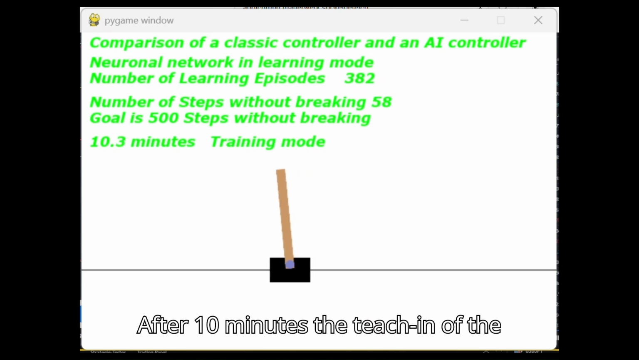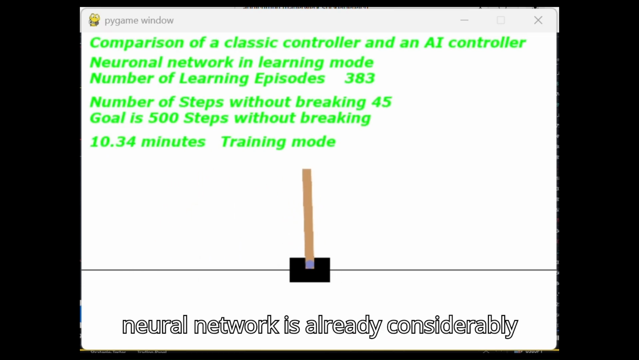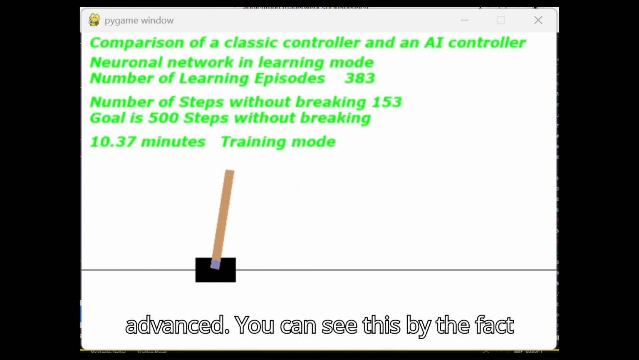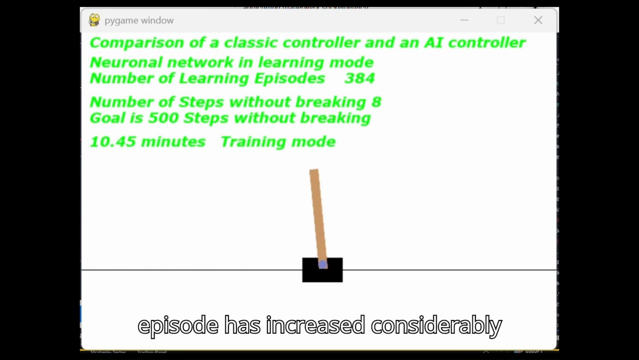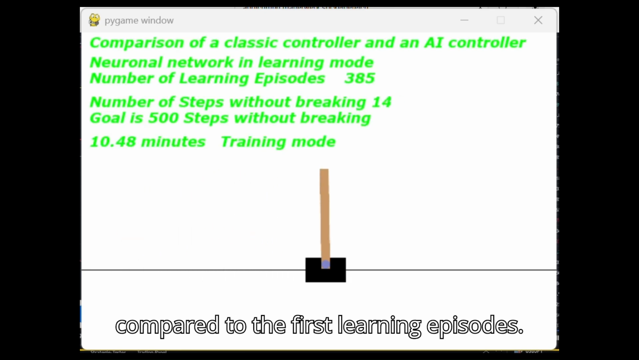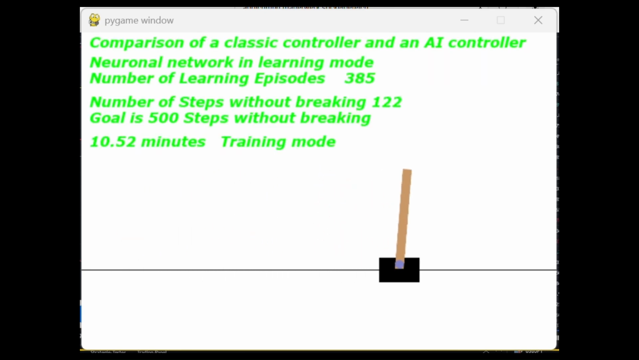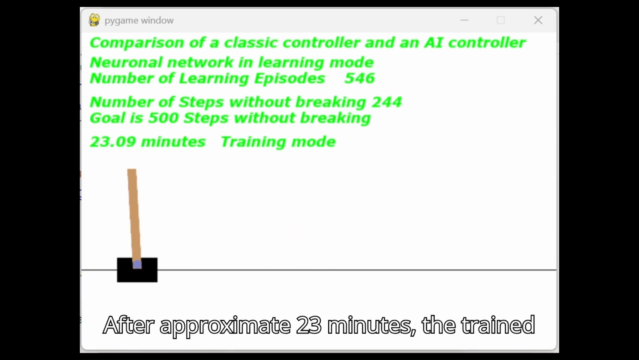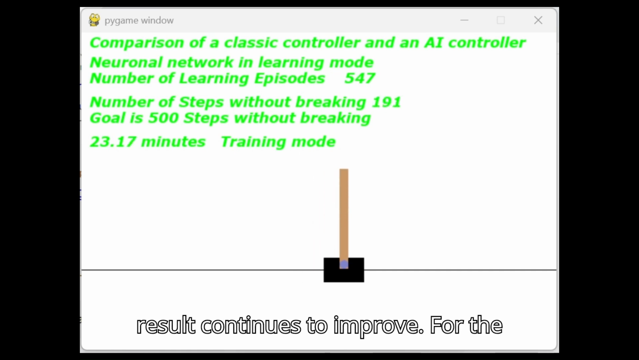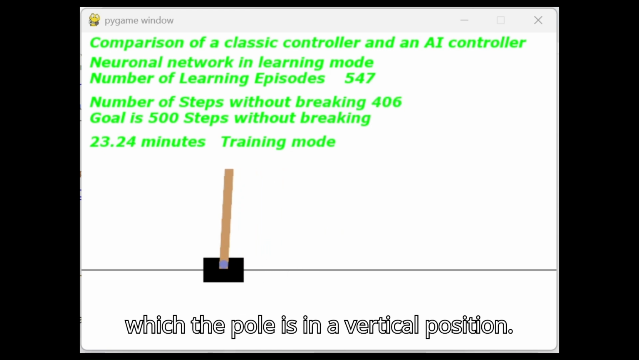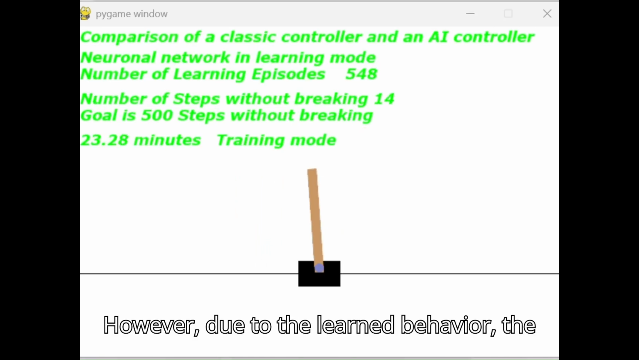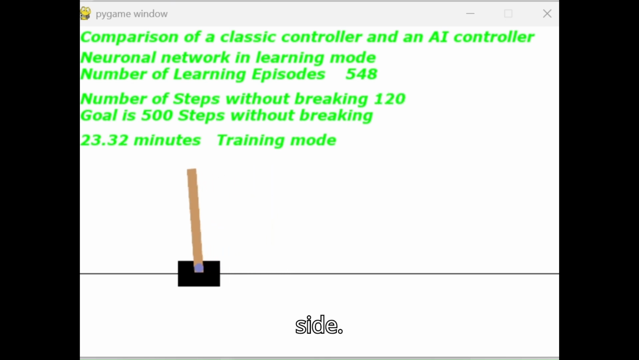After 10 minutes, the teach-in of the neural network is already considerably advanced. You can see this by the fact that the number of steps allowed in an episode has increased considerably compared to the first learning episodes. After approximately 23 minutes, the trained result continues to improve. For the first time, 500 steps are reached in which the pole is in a vertical position. However, due to the learned behavior, the cart tends to always move to the left side.